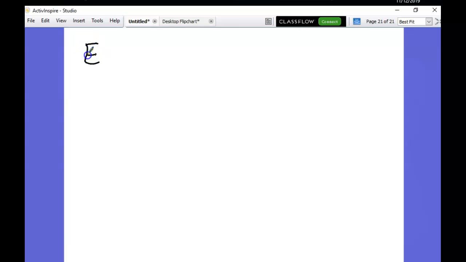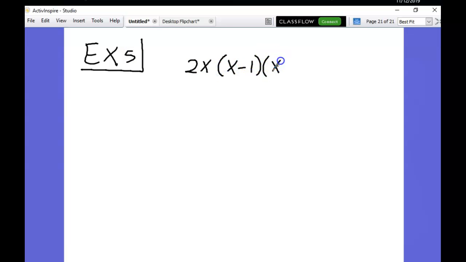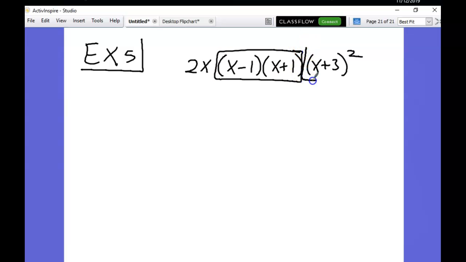Okay, so let's do an example. I'm on example what now? 5. Okay. So let's say that I had 2x times x minus 1 times x plus 1 times x plus 3 squared. Got a little bit of work to do here, but now we know some shortcuts, so that makes life a little bit easier. Do you guys see the shortcuts? There's two of them in there. x minus 1 times x plus 1 is one, and then the x plus 3 squared is the other.